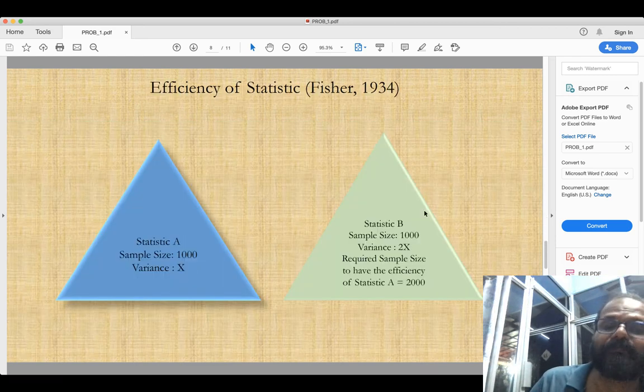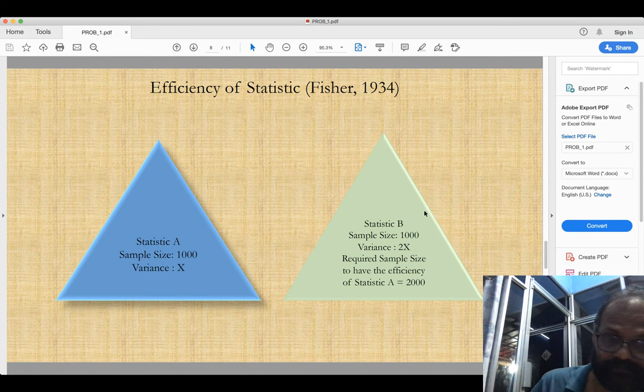Another important aspect is efficiency of statistics. We have two triangles here, blue and green. Look at statistic A with sample size 1000. Here the variance is X. And look at statistic B, again same sample size 1000. Supposing variance is 2X. What is variance?